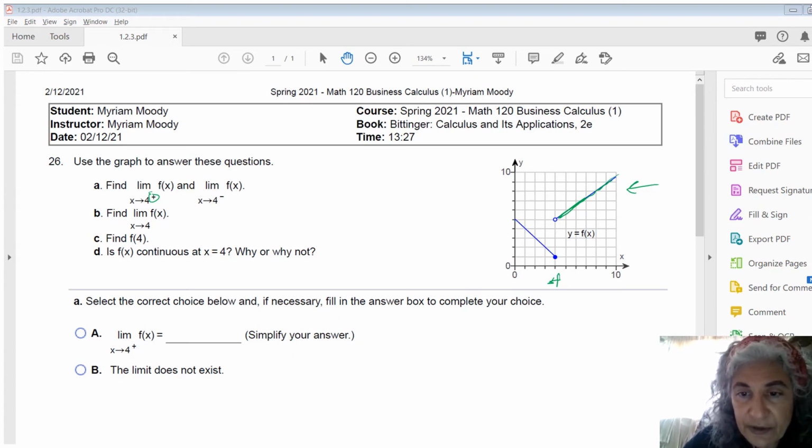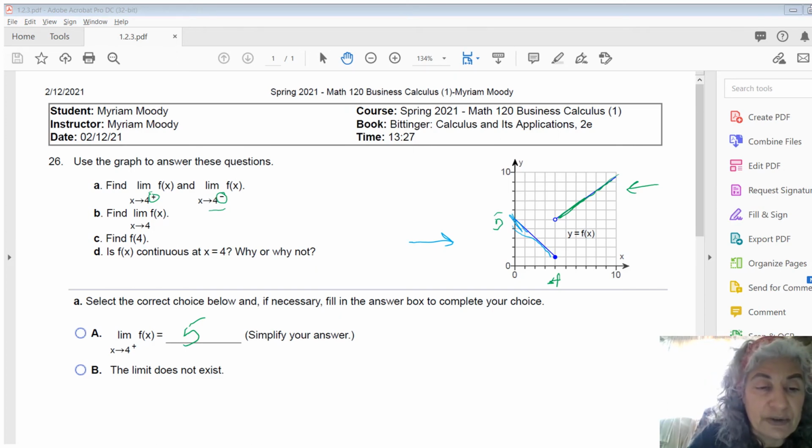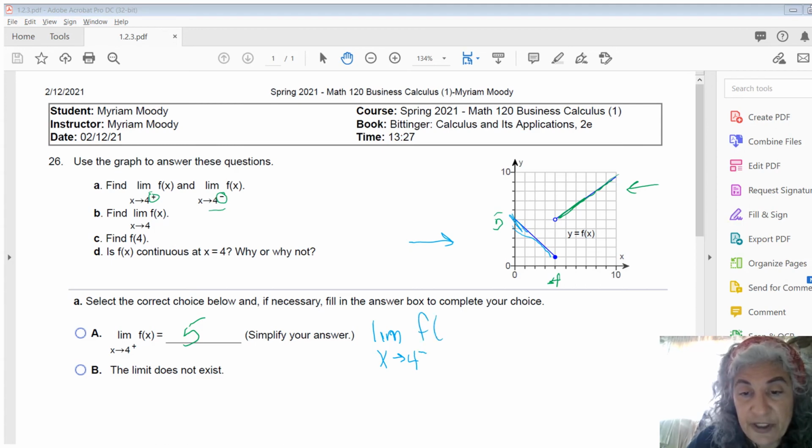So let me try that again. It looks like it's approaching a 5. And then the second part of part A is asking us to find the limit as x approaches 4, but from the left. So as we come in from the left, I am going to be on this line right here. And as I approach that 4, it looks like it's going to be a 1 for that y. So the limit, and I'm going to write it off to the side here, the limit as x approaches 4 from the left of the function looks like it's actually equal to 1. So from the right, it approaches 5, and from the left, it looks like it's going to be a 1.